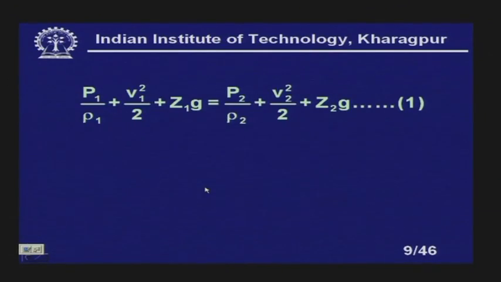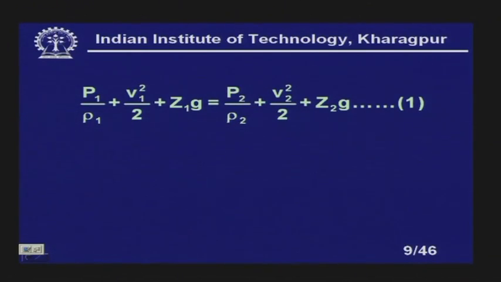Now, if I apply Bernoulli's equation across these two sections, upstream and downstream, I can easily write P1 by rho 1 plus V1 square by 2 plus Z1 g equal to P2 by rho 2 plus V2 square by 2 plus Z2 g. All the dimensions are equal, in units of meter per second square, since we have taken it per unit mass. So, we can write this Bernoulli's equation like this, right.